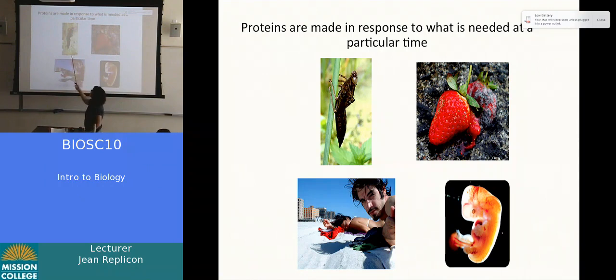Like this is a nymph of, do you want to guess what this is when it grows up? Very good, dragonfly nymph. So the proteins the nymph makes are different than the adult. Like it's not making any wings right now. It doesn't need to. It's a nymph.